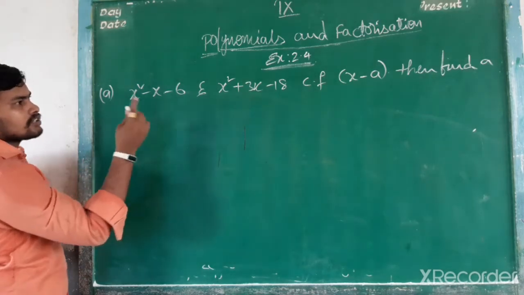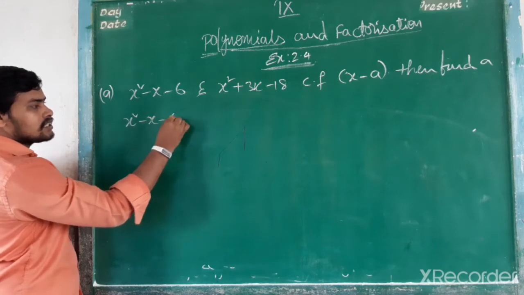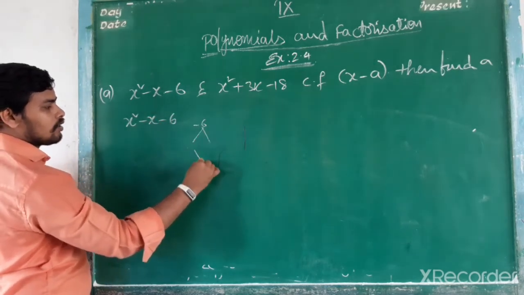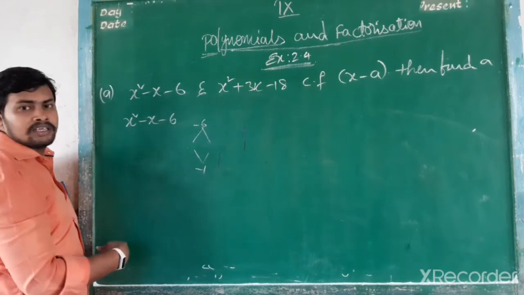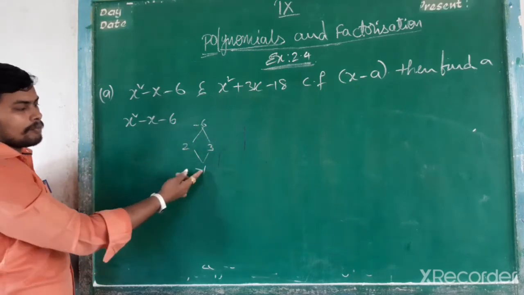Okay. Now x square minus x minus 6. What are the factors here? If you multiply two numbers, the result is minus 6. If you add two numbers, the result is minus 1. Those numbers are 2 and 3, 2 threes are 6 here. But minus 1 is there.